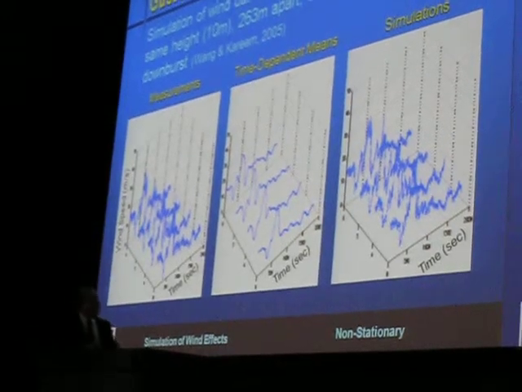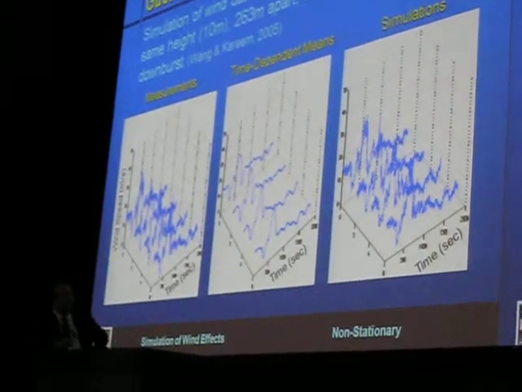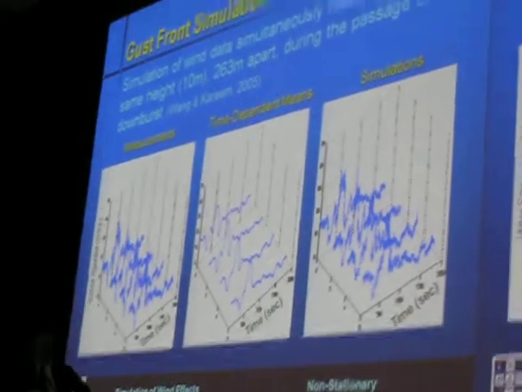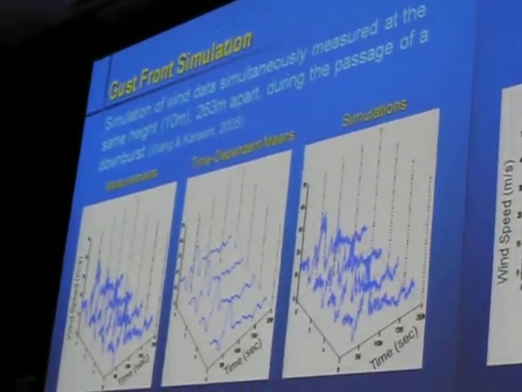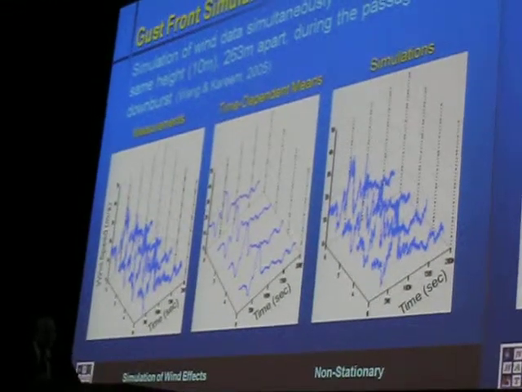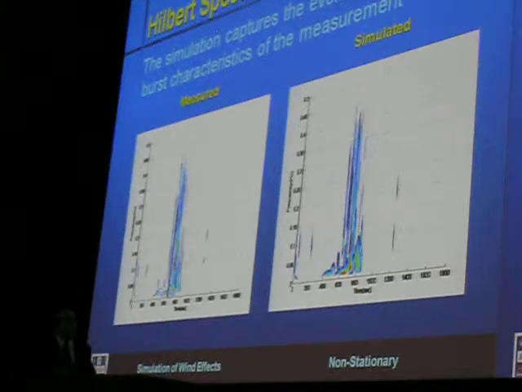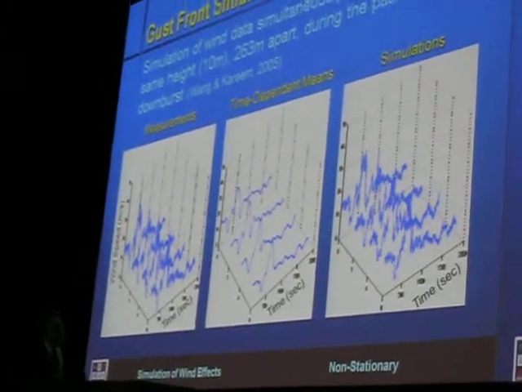these are the time histories recorded in a storm, and this is the actual measurements. Here are the time variable mean values, and here are our simulation. I don't have time to go into the details, but there's a paper right after this session where I'll be talking more about that. Our simulation is good because you cannot just say that, oh, these look like that.